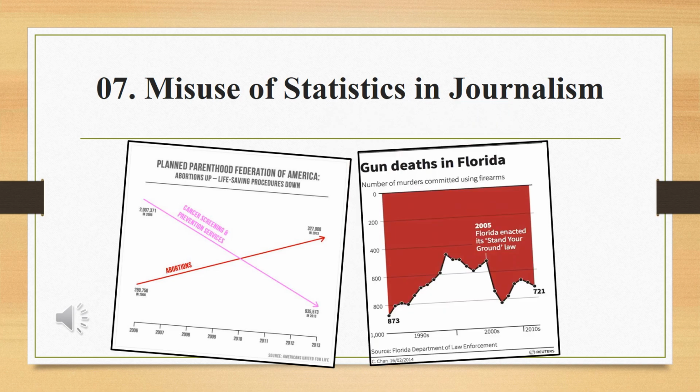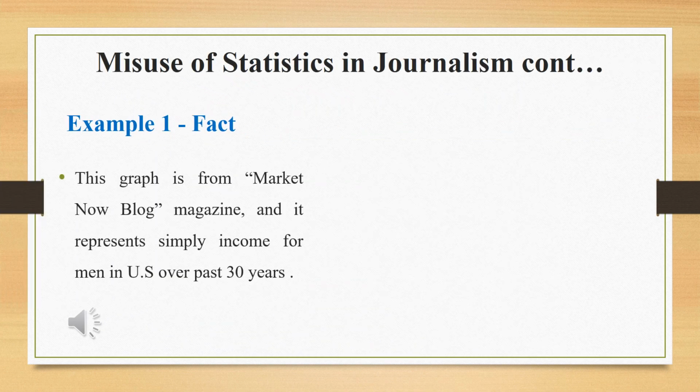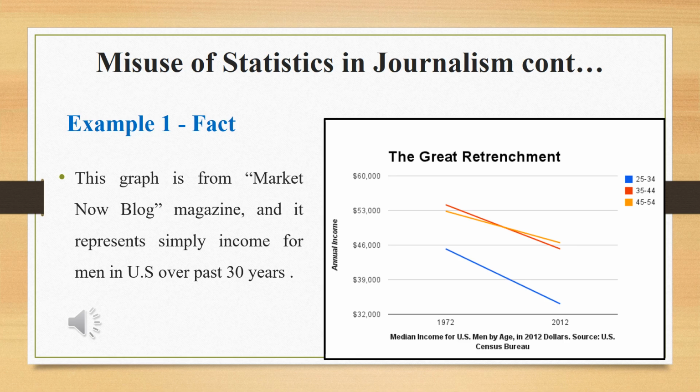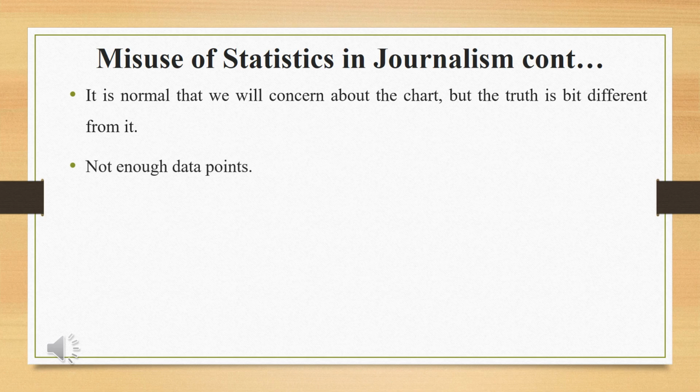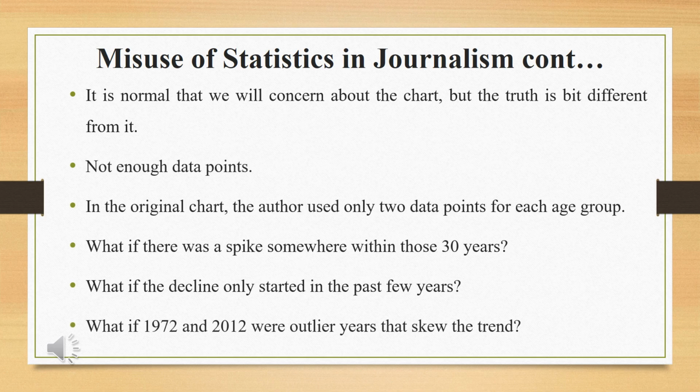Another field is journalism. Now let's have a look at how they misuse statistics in that field. This graph is from the Market Now blog magazine and it simply represents income for men in the US over the past 30 years. It is normal that we all will be concerned about this chart, but the truth is a bit different. You will get an idea that you were being misguided by this graph for these reasons.